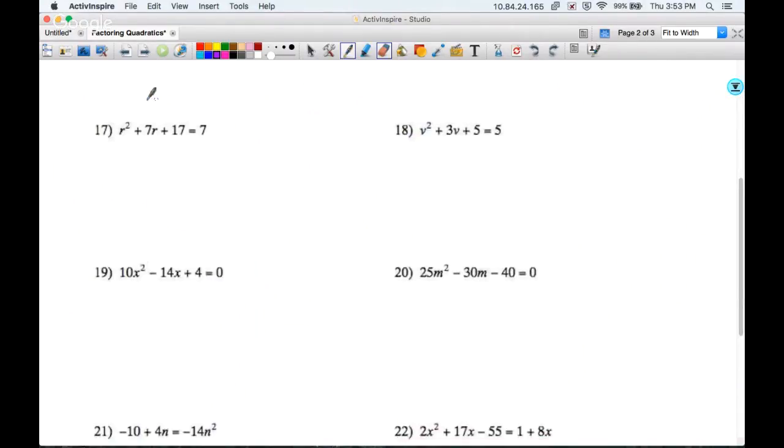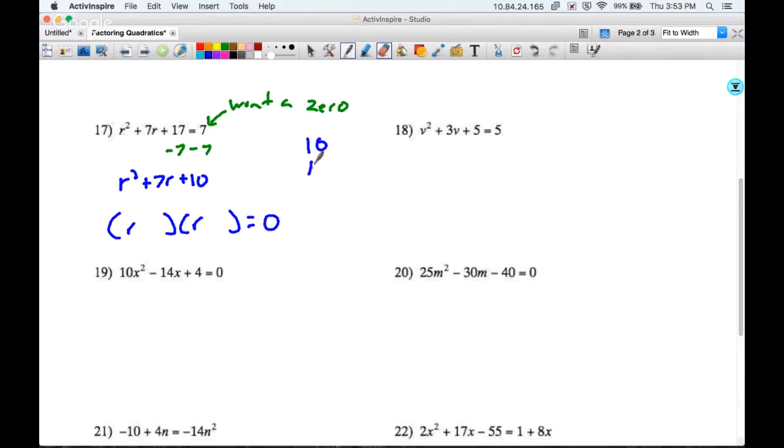Let's solve number 17 now. Now I notice that I've got this 7 over here. We want a 0. So how am I going to do that? Very simple. I'm going to subtract 7 from both sides. Now I've got r squared plus 7r plus 10. Create these structures. R, r, 0. Factors of 10, I think 5 and 2 will work because 5 plus 2 equals 7, but 5 times 2 equals 10. So r plus 5, r plus 2.